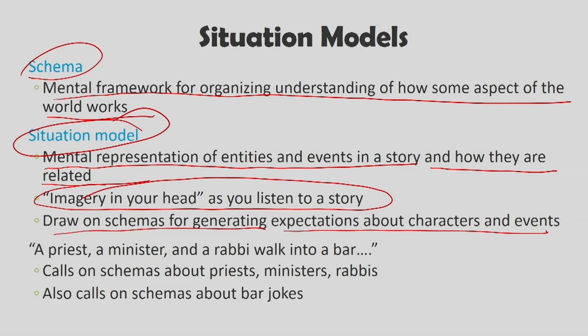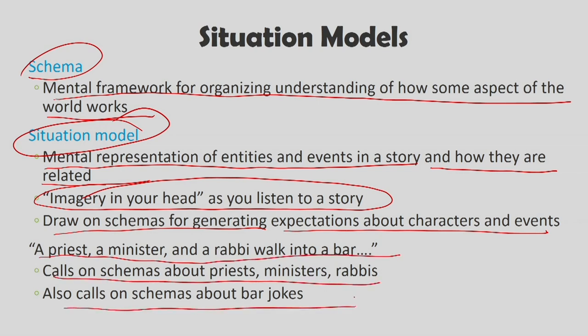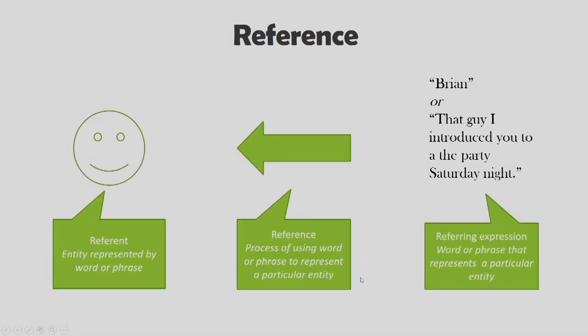Oh yes, as for the punchline, the bartender looks at them and says, "What is this? A joke?" So basically, a priest, a minister and a rabbi walk into a bar. We call on the schemas of the priest, minister and rabbi, and also the schemas about bar jokes, and that will actually tell you how to listen to this. So Brian, this is about references.